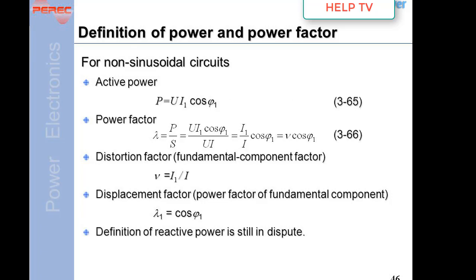Definition of power and power factor for non-sinusoidal circuits. Active power P equals UI1 cos φ1. Power factor: distortion factor, fundamental component factor ν equals I1/I. Displacement factor, power factor of fundamental component, λ1 equals cos φ1. Definition of reactive power is still in dispute.